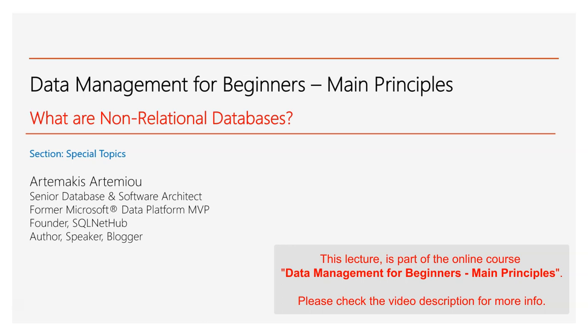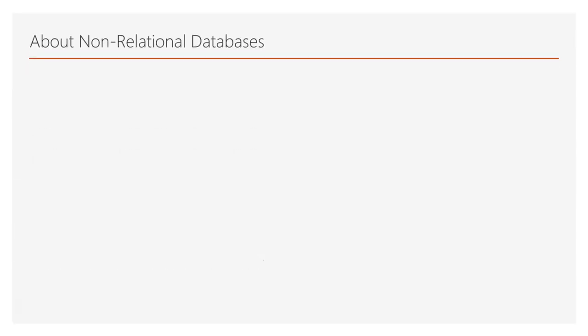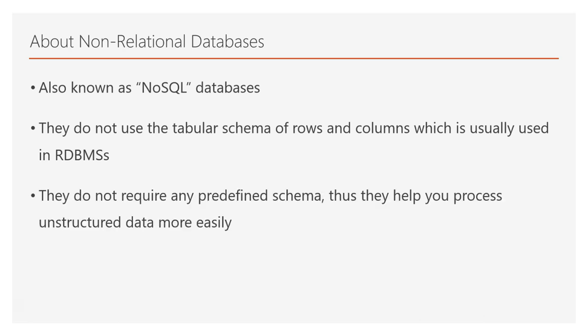In this special topic, we will be discussing non-relational databases. Non-relational databases, also known as NoSQL databases, are databases that do not use the tabular schema of rows and columns, which is usually used in relational database management systems, that is RDBMSs. To this end, they do not require any predefined schema, thus they help you process unstructured data more easily.